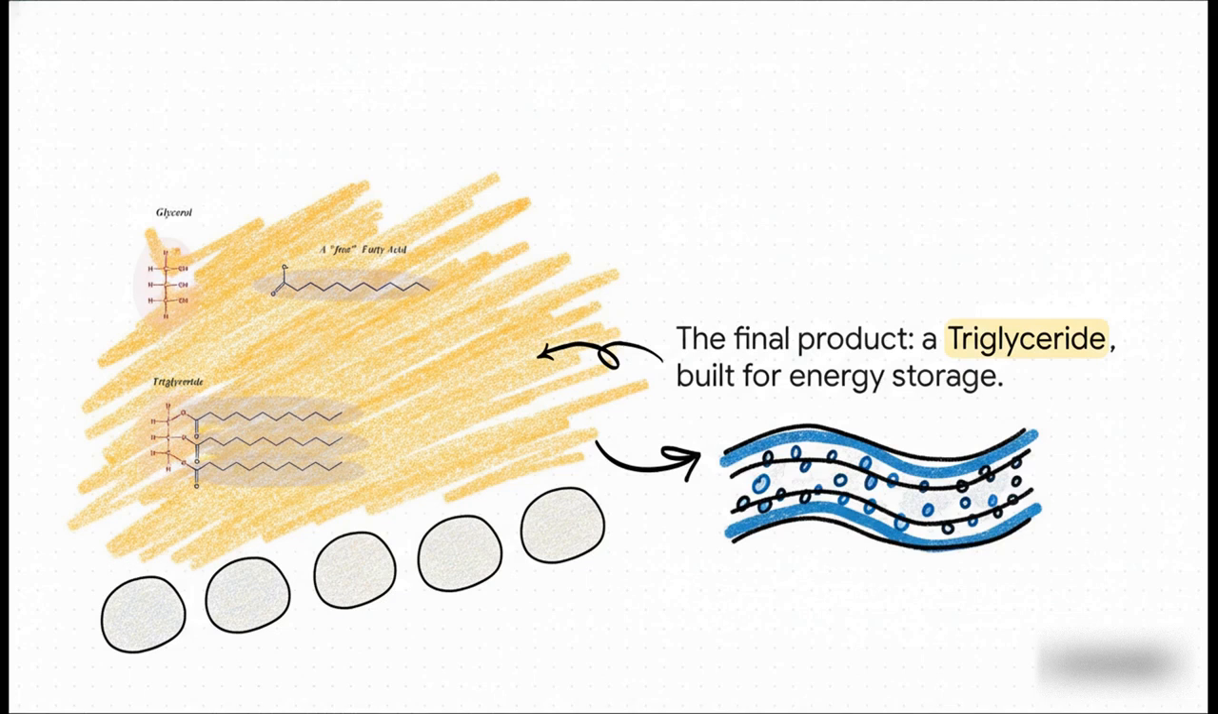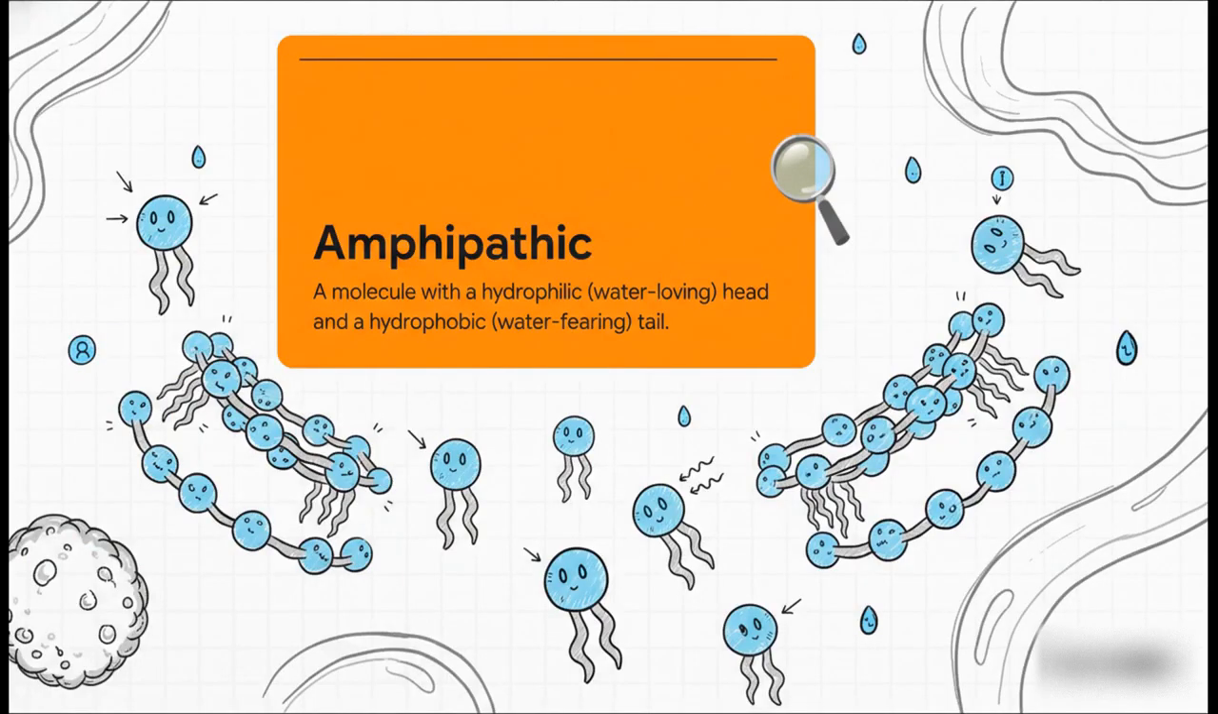A cell membrane has to deal with water on the inside and the outside. A totally water-hating molecule just won't work. We need something with, well, a bit of a split personality. And that brings us to the magic word for this whole topic, amphipathic.